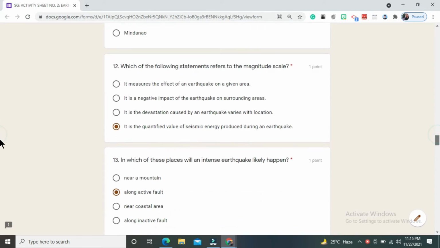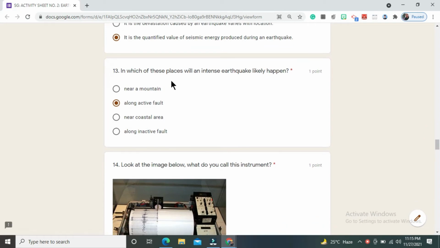Question number 12. Which of the following statements refers to the magnitude scale? The correct answer is it is the quantified value of seismic energy produced during an earthquake. Question number 13. In which of these places will an intense earthquake likely happen? The correct answer is a long active fault.